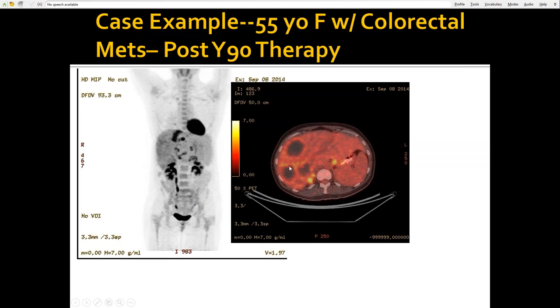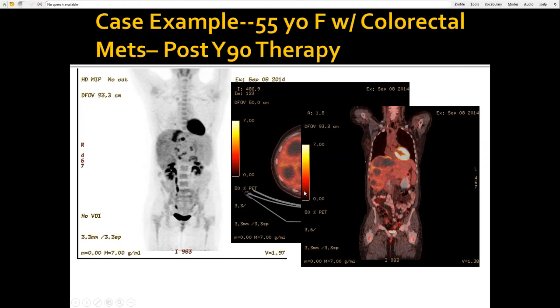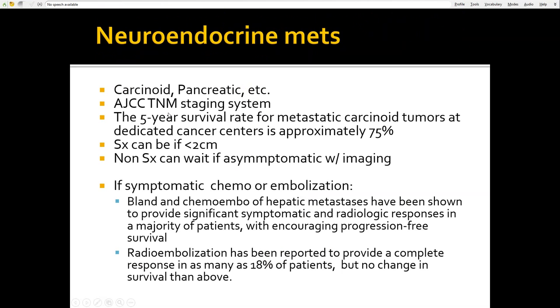But again, here's a PET scan. All those tumors which you think would be hot are now cold, but she did again have a little bit of residual tumor here. She ultimately went on to have resection of that area. So neuroendocrine mets, carcinoid, pancreatic. I've treated a few of these patients, with these lesions.